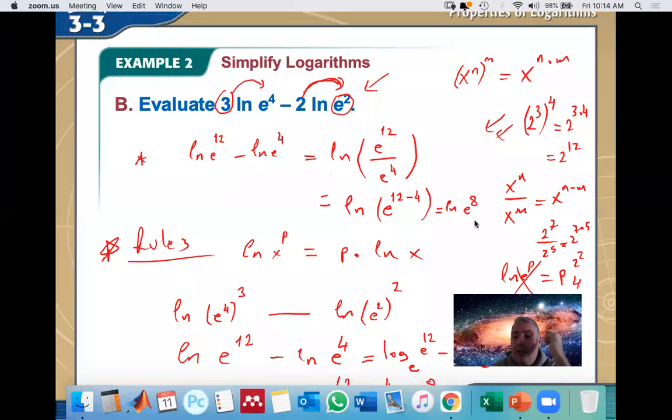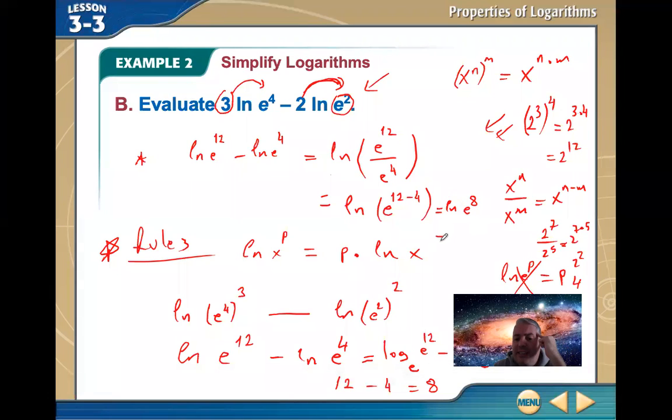Now, let's continue. ln e to the power of 8. So what can I say? By using the power rule, 8 comes in front: 8 times ln e. And I know that ln e means 1. So 8 times 1 is equal to 8. So even if we solve here, it is totally depending on you.